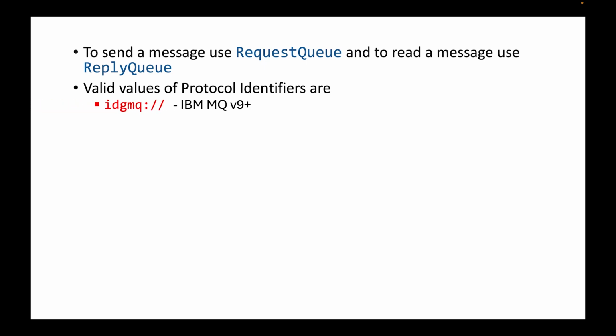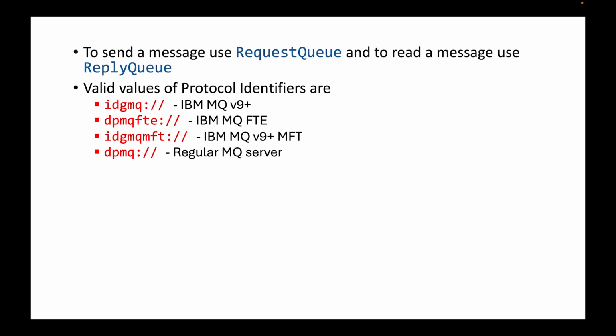IDGMQ, you use this if you are dealing with IBM MQ version 9+. We will see it shortly. You use DPMQ FTE if you are dealing with the IBM MQ FTE edition. IDG MQ MFTE, if you are dealing with IBM MQ version 9+ MFT edition. DPMQ is the regular MQ server URL. If your MQ is not version 9+, or if you are not dealing with an FTE or MFT type of MQ setup, then you use DPMQ.